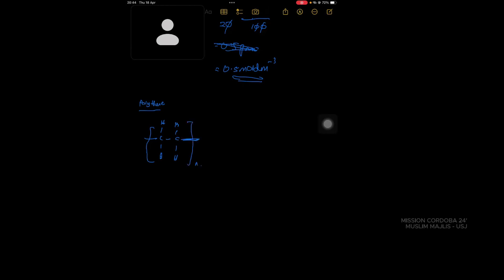Then there is polyvinyl chloride, that is PVC. PVC is like this: C, C, H, H, H. Only one will get chlorine. This is polyvinyl chloride. Third one is Teflon, or polytetrafluoroethylene. C, C, everything is substituted by fluorine. So this is Teflon.